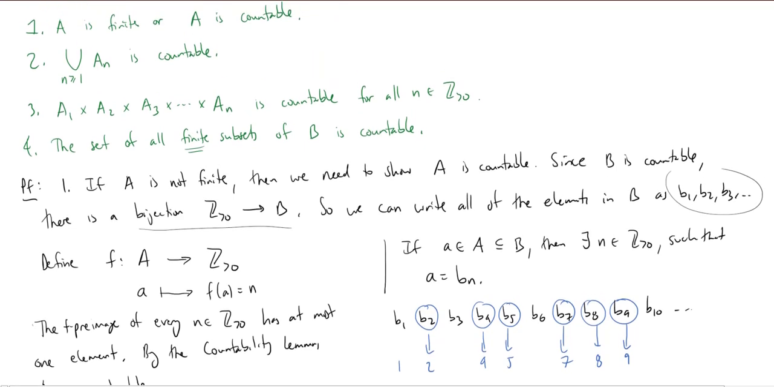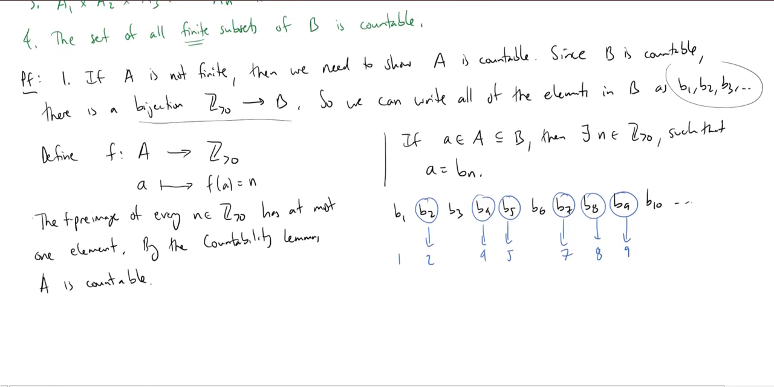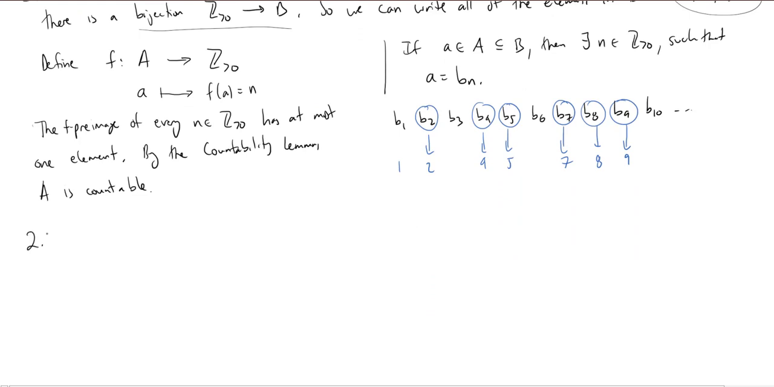Okay, second one, we're trying to show that if I take a union of countable sets, and this is an infinite union, over all n at least 1, so this is a countable union of countable sets, that it is still countable. Okay, so I want to play the same game. And so what I'm going to do is the following.